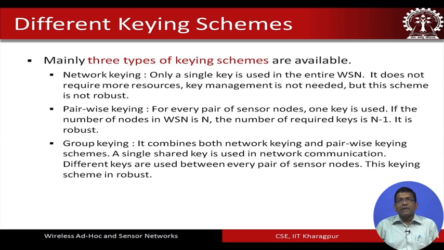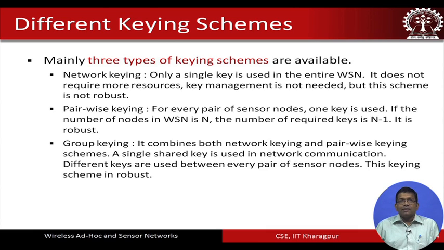One is the network keying mechanism, where there is a single key that can be used for the entire sensor network. For the entire network, you have a single key. The good thing is that because there is only a single key, this kind of implementation of network keying mechanisms does not consume too many resources. That is a good part. And as such, you do not even have to have key management based mechanisms that have been proposed for other types of networks. But in terms of robustness, these are not very good.